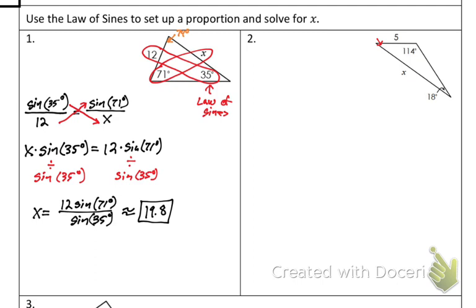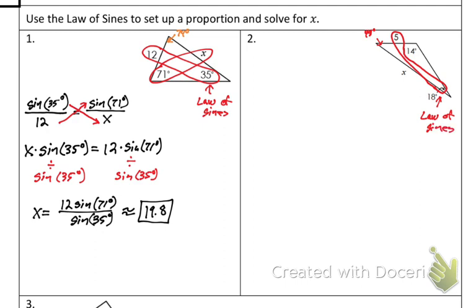48 degrees. Are we good with 48? I heard it from a couple people. Okay, so we have 48 degrees. I don't need it because what I need is an angle. Do you see that 18 degrees? What's across from that 18 degrees? That 5. So I have that key that tells me I can use the law of sines.